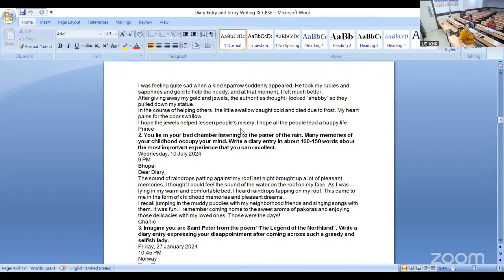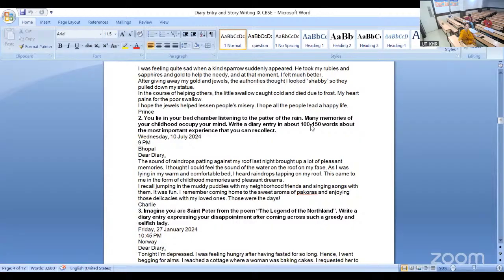Okay, leave this. You lie in the bed chamber listening to the patter of the rain. Many memories of your childhood. Yes, rain on the roof occupies your mind. Write a diary entry in about 120 words about the most important experience that you can recollect. Say again the day of the week, the date and the time, and Bhopal. Sitting in Bhopal, listening to the patter, what will you do?